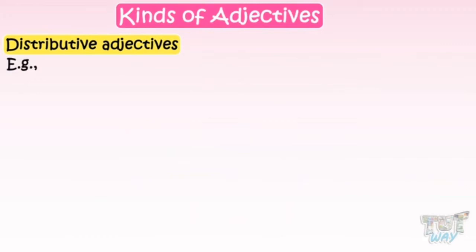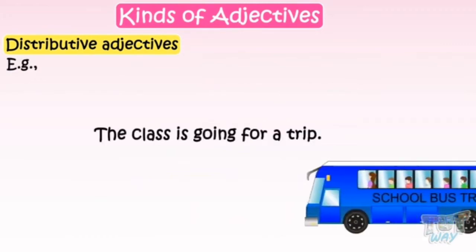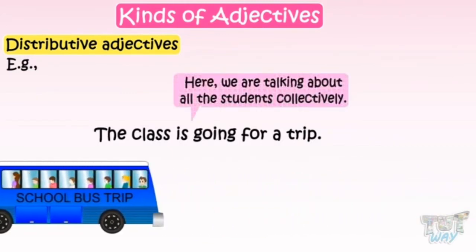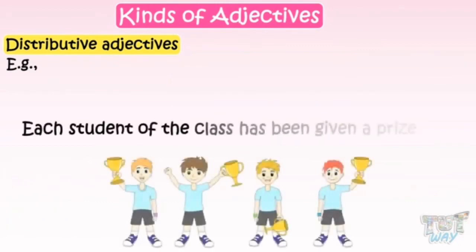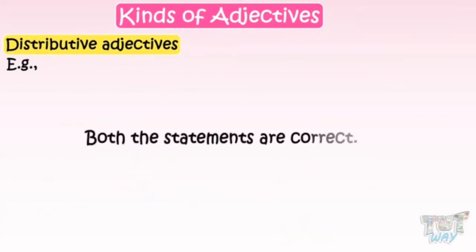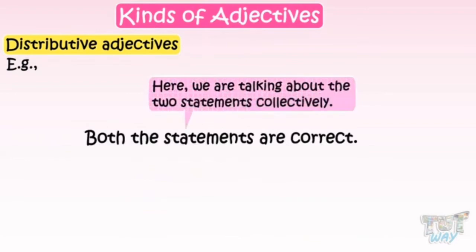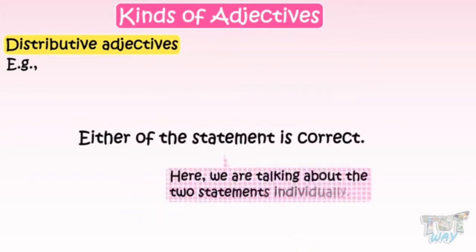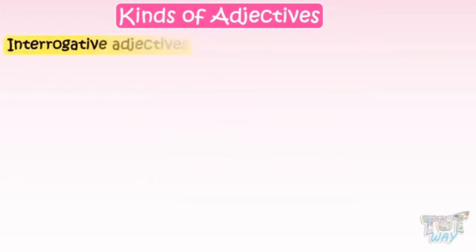For example, the class is going for a trip. Of course, we are looking at the class now as a collective group. Each student of the class has been given a prize. Here we are talking about every student of the class as individual, one by one. Both the statements are correct. Here we are talking about the two statements collectively. Okay? But either of the statement is correct. Here we are talking about the two statements individually. I hope you're taking note of that.